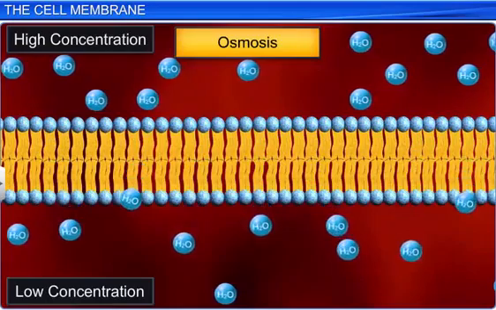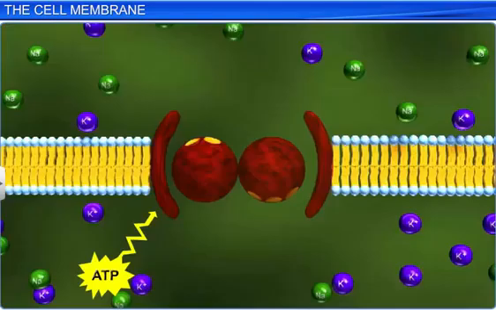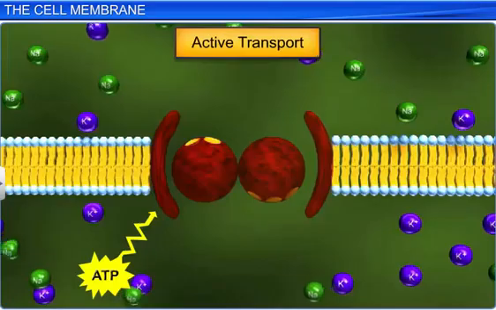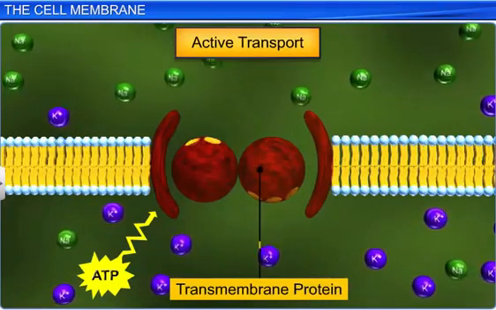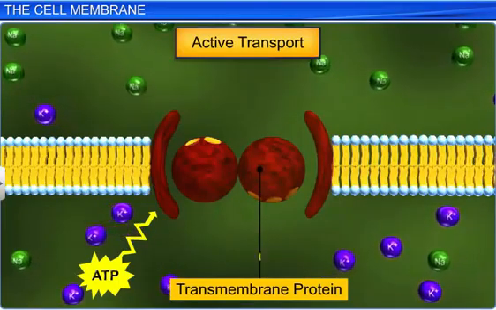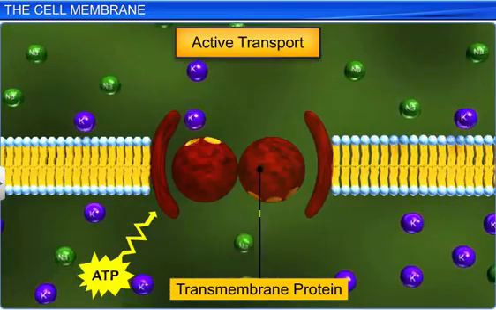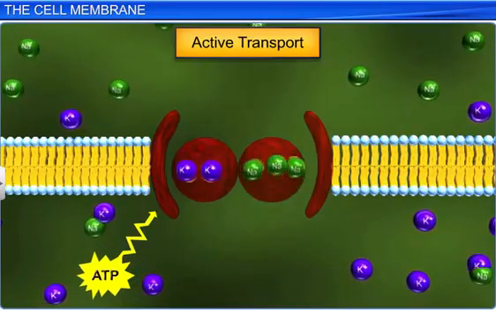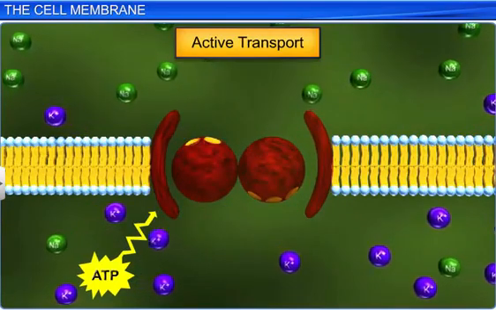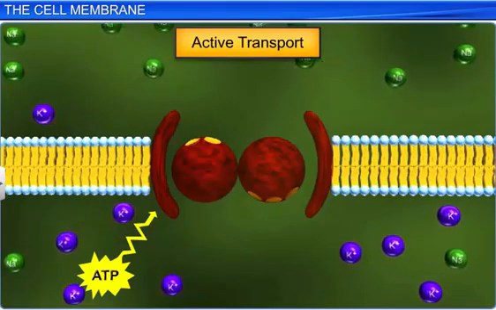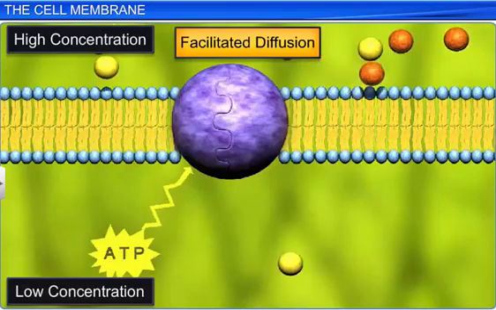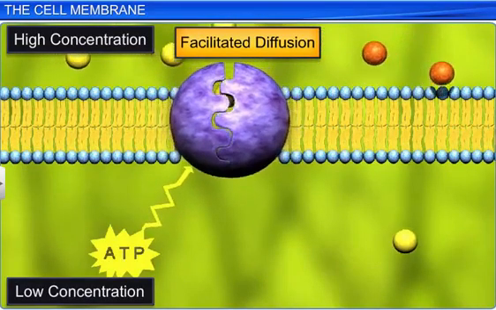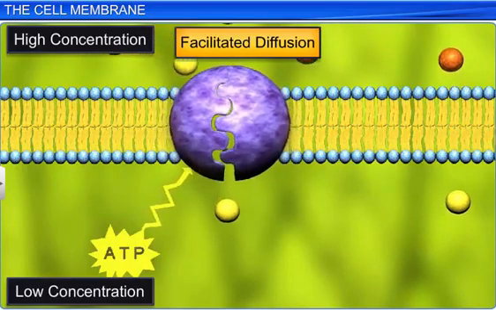In active transport, transmembrane proteins act as pumps and utilize the energy from ATP to move substances against their concentration gradient, that is, from lower concentration to higher concentration. An example for this is the sodium-potassium pump. Sometimes, glucose is also transported against the concentration gradient via active transport.